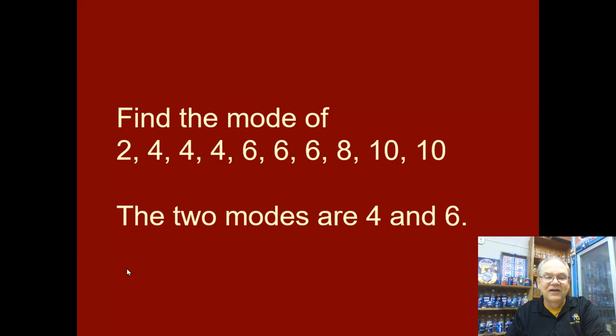On the other hand, if I had 2, 4, 4, 4, 6, 6, 6, 8, 10, 10, 2 things repeat more than anything else. 4 repeats 3 times and 6 repeats 3 times. So here I would say that 4 and 6, both of those are the mode. Not 10 because it doesn't repeat as many times, but 4 and 6 are going to be the modes.